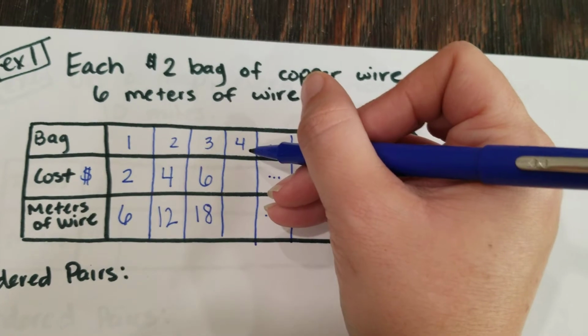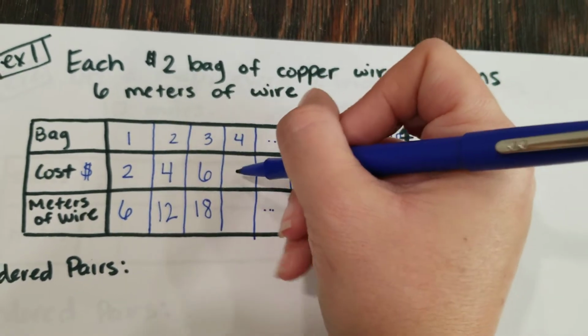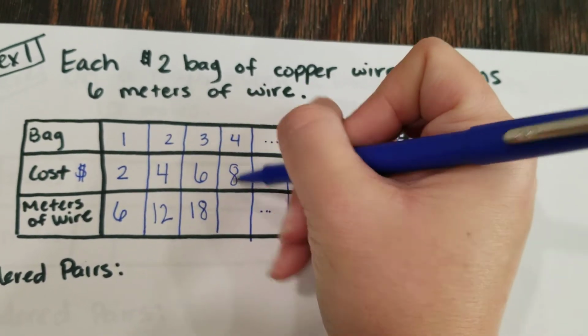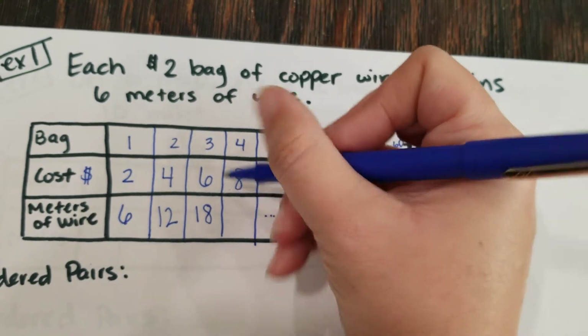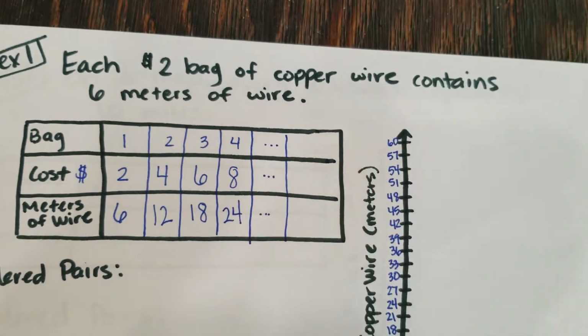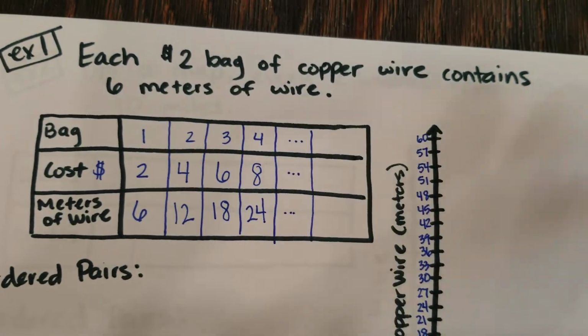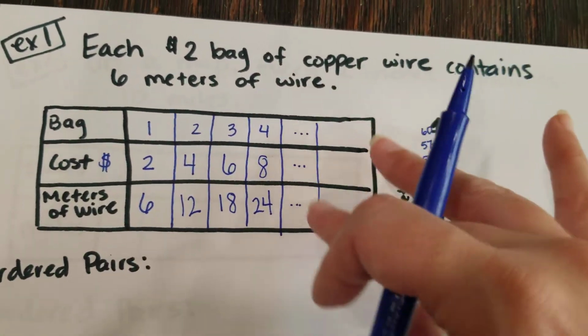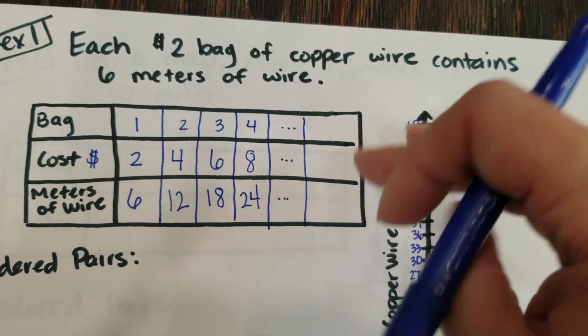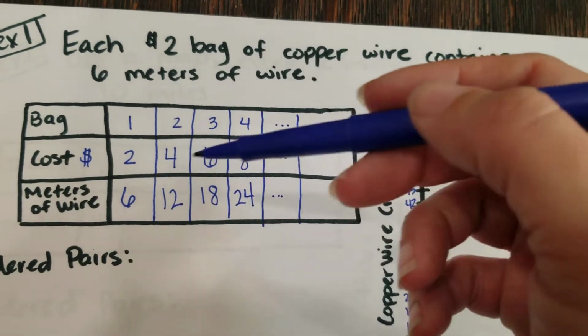4 bags of wire would cost me $2 more, so it would be 8, and it would be 6 more meters of wire, so 24. All right, so there's my table. I'm going to leave this one blank for later when I answer my question, which is at the bottom. But let's just solve from here.